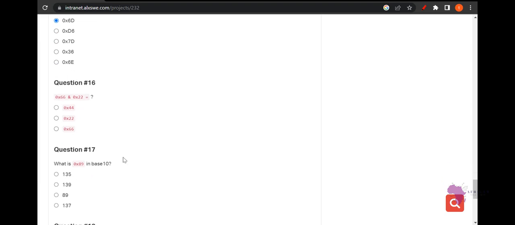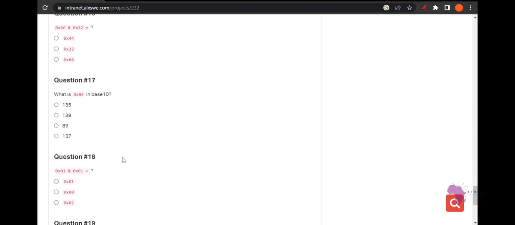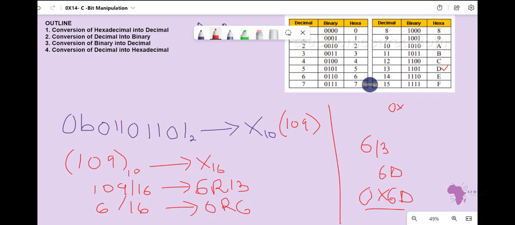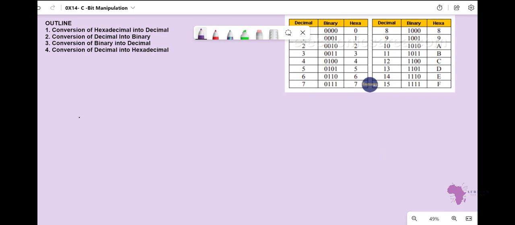So let's get to number 16 now. Number 16, we have been given 0x66 AND 0x22. So let's get to it. First of all, we need to find the binary of this and the binary of this, and then we do the AND.